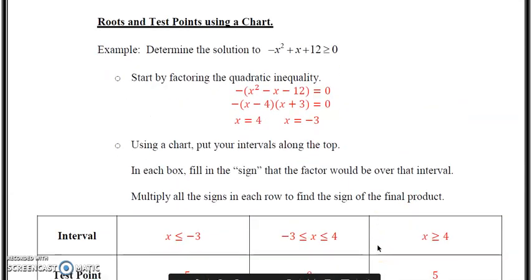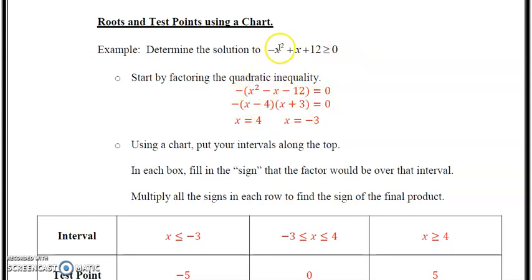The roots and test points using a chart. I don't think we need to use this method, but it's another method they want to show. Might be better organized for you. I don't know. So then I have -x squared plus x plus 12 is greater than or equal to 0. So remember to find the points.